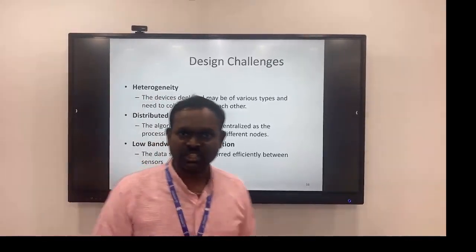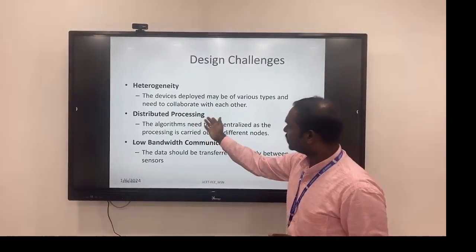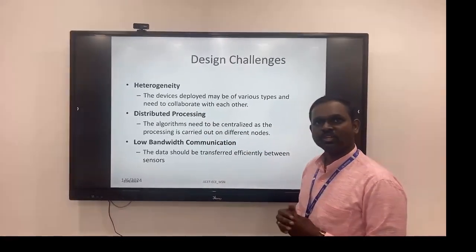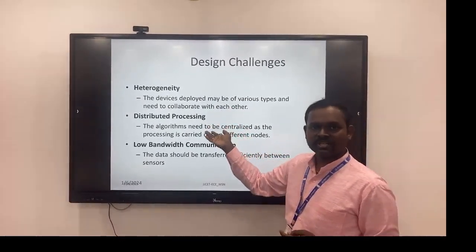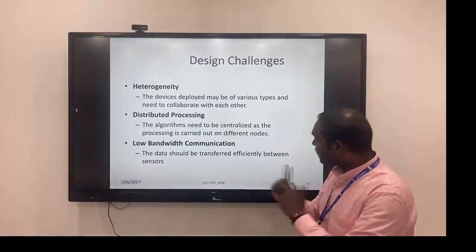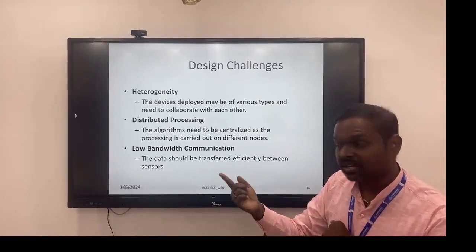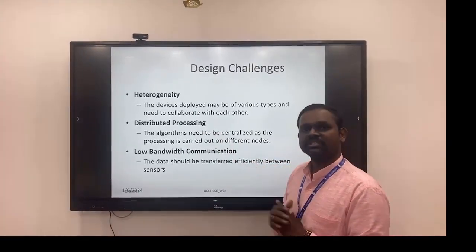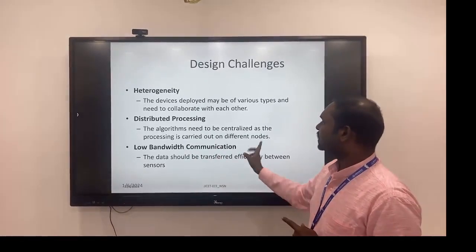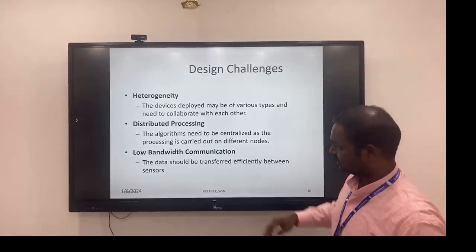Some design challenges are there here: heterogeneity, distributed processing, and low bandwidth communication. Heterogeneity, of course, we discussed earlier. Distributed processing: the algorithm needs to be decentralized as the processing is carried out at different nodes. If you use different nodes, the distributed processing will differ. Low bandwidth communication: the data should be transferred efficiently between the sensors.